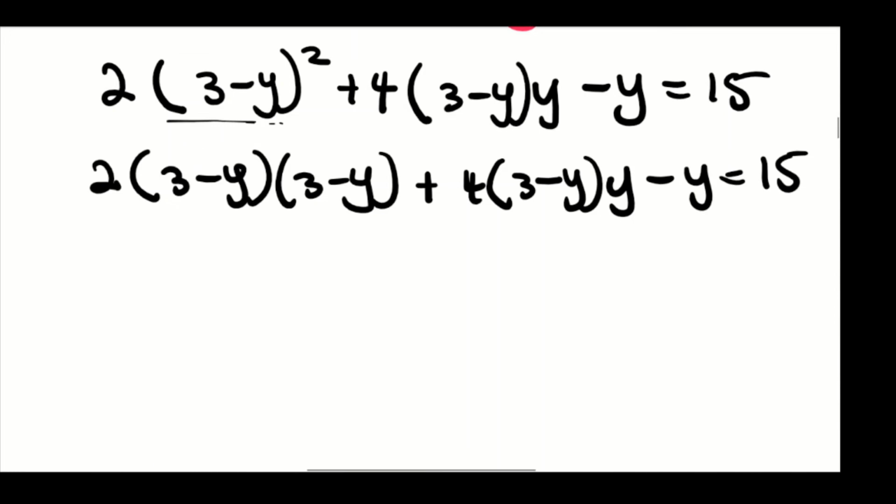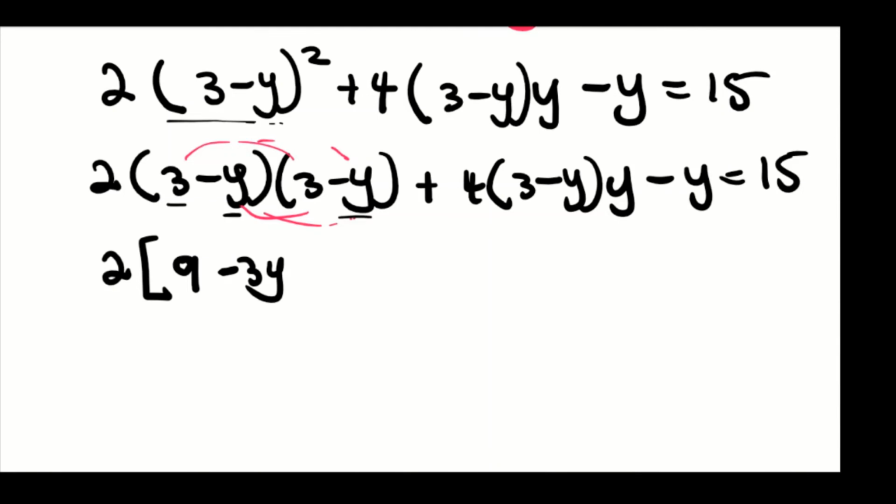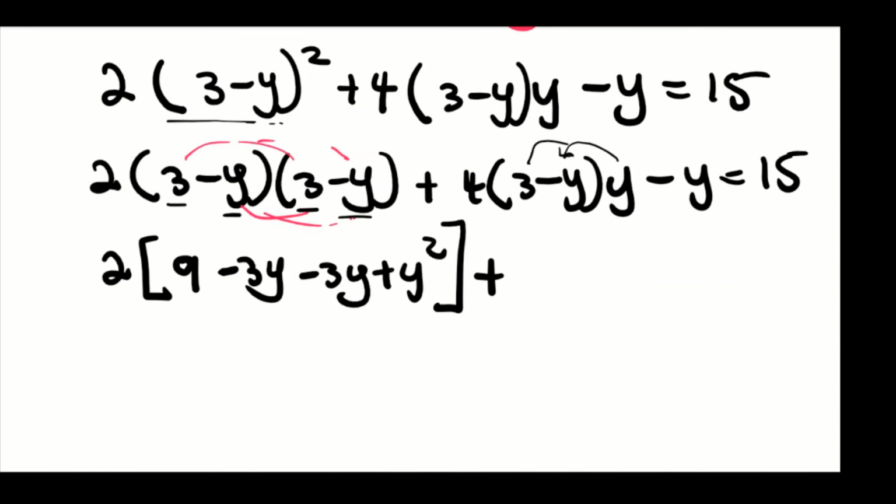Then we're just going to multiply through this expression here using your FOIL method. So we will have 2 into 3 multiplied by 3 will give you 9, and then we have minus 3y, which is this 3 multiplied by this minus y, and then this minus y multiplied by this 3 here is going to give you minus 3y also, plus y squared, and then plus this y here will multiply everything that it finds inside the bracket.